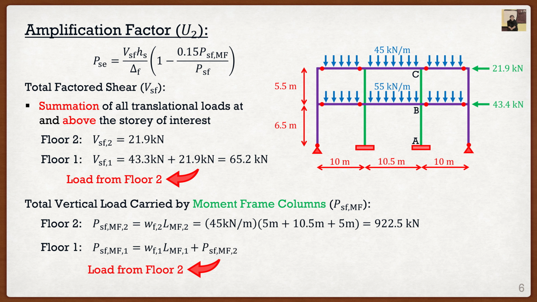Keep in mind that these two columns, column A, B, are going to carry the load from the column above it. So of course we have to add it. We have the 55 kilonewton meters multiplied by the area, but then we have to add the 922.5, which gives us a total of 2050 kilonewtons. So at this point, if we look at PSE, we're actually good to go.